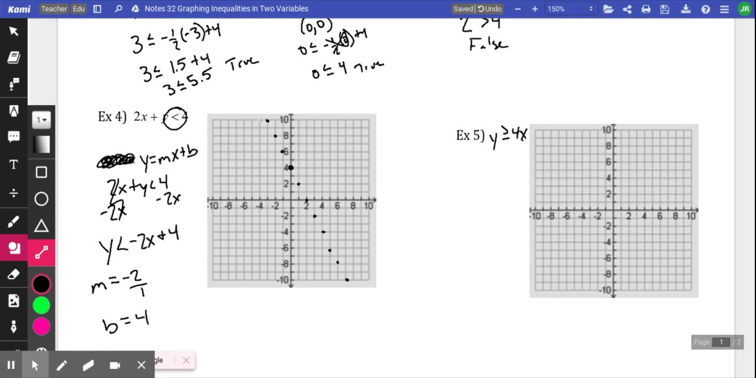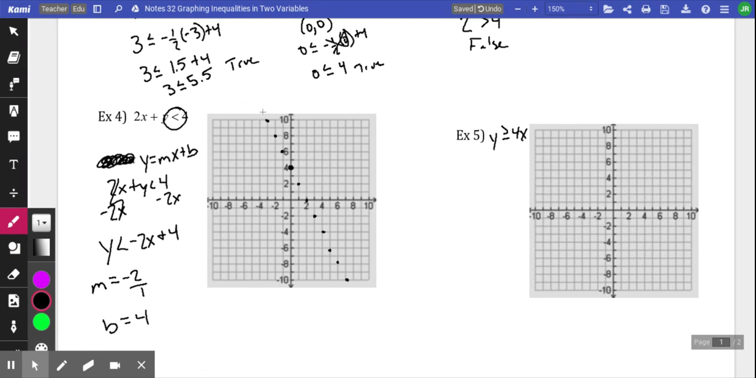So that means that we are going to have a dashed line. So how am I going to make a dashed line? Well, I'm just going to start making little line segments. There we go. All right, so where are the solutions? Because right now we don't have any solutions graphed on this coordinate plane.